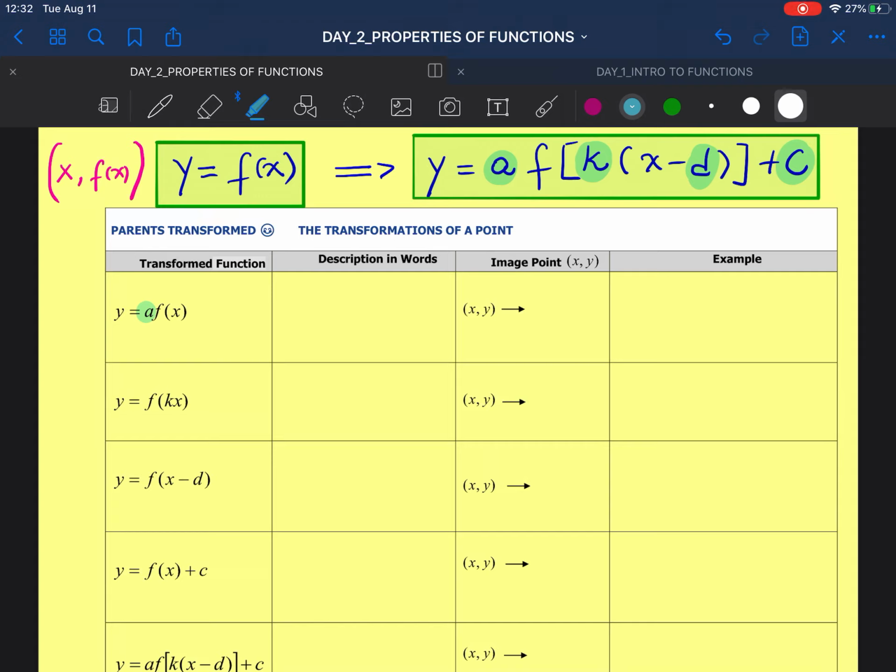So the first transformation is y equals a f of x. That's a transformation caused by multiplying f of x by coefficient a. Remember that f of x represents the coordinate y, the vertical coordinate, and when y is multiplied by a coefficient a, that means that the function has undergone a vertical stretch. So I'm going to leave it for now as vertical stretch.